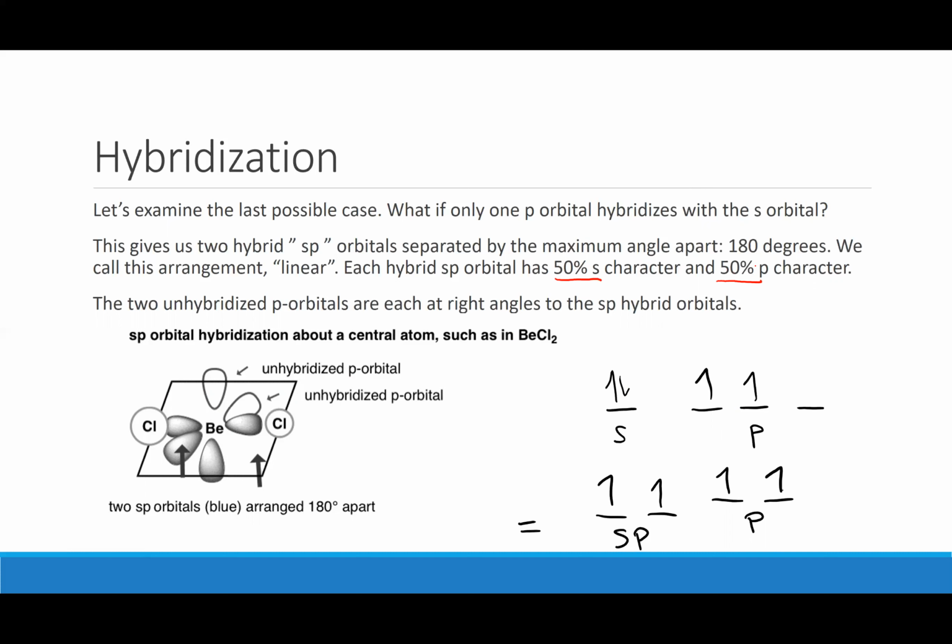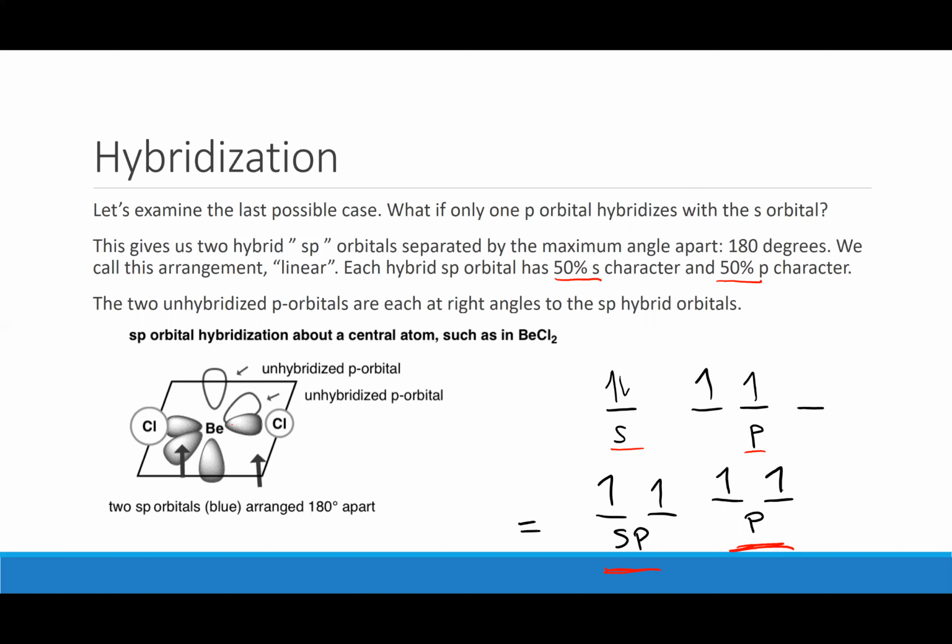In this case, when we form our sp, in the case of overlap, you get two sp orbitals, and you have two unhybridized p orbitals that are left over. Depending on the atom, again, these can contain electrons, or they may just be empty unhybridized p orbitals.